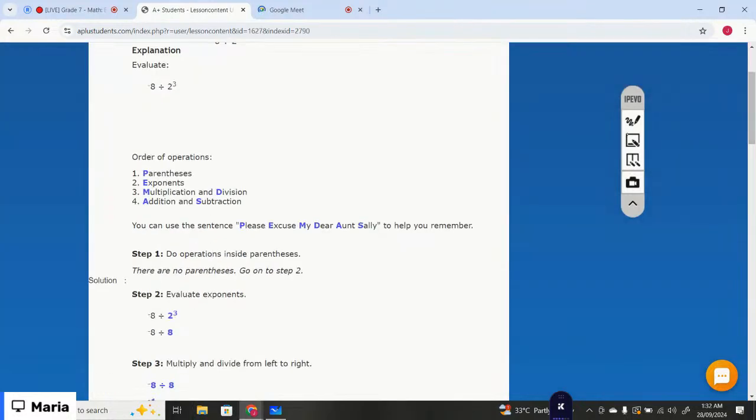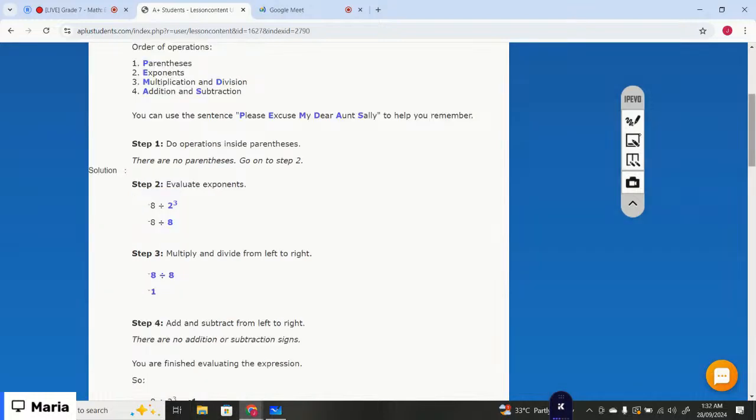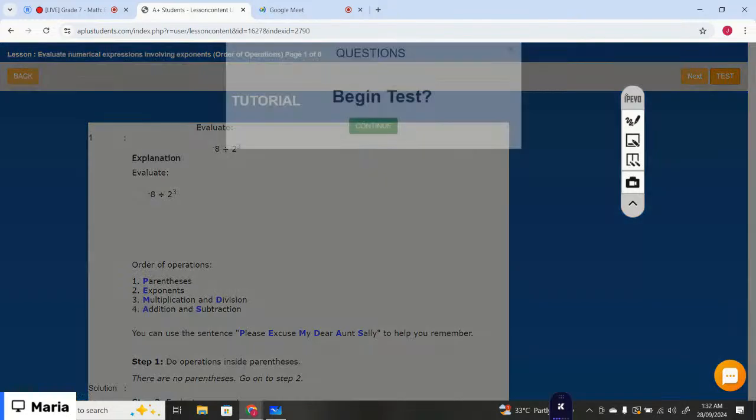So you need to evaluate 2 exponent 3 first. So 2 exponent 3 is 8. Now you have negative 8 divided by 8. So 8 divided by 8 is 1. So the answer must have a negative sign. So that is negative 1. Okay, let's just start with the test questions.